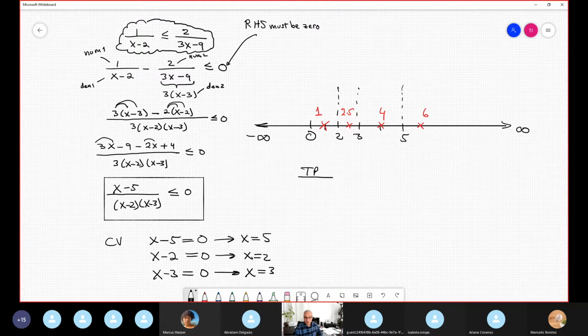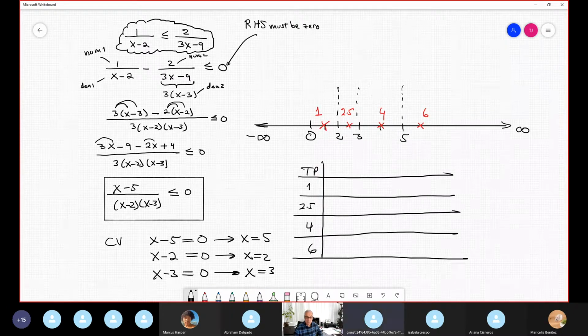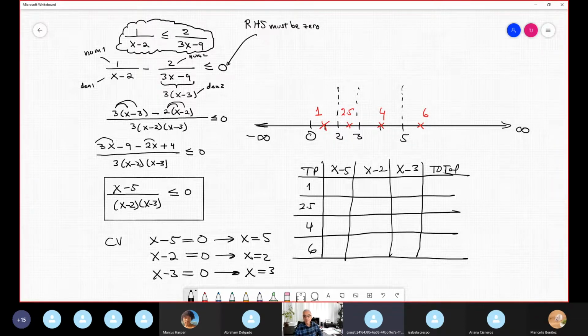So I'm ready to create the table. 1, 2.5, 4, and 6. The factors involved in my problem are x minus 5, x minus 2, x minus 3, and total. Okay, this is my table. Can you help me solve this inequality?